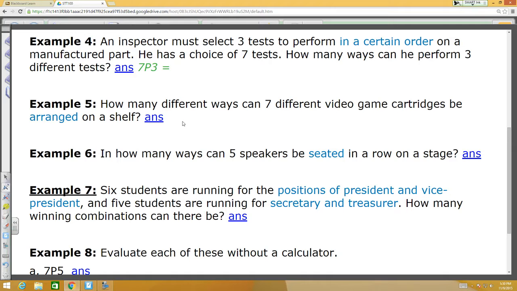So the one is not really part of the game. What we are doing here is arranging 7 video games. So it's like selecting all of them and arranging them. Who is doing this? The P. So the answer is 7P7.